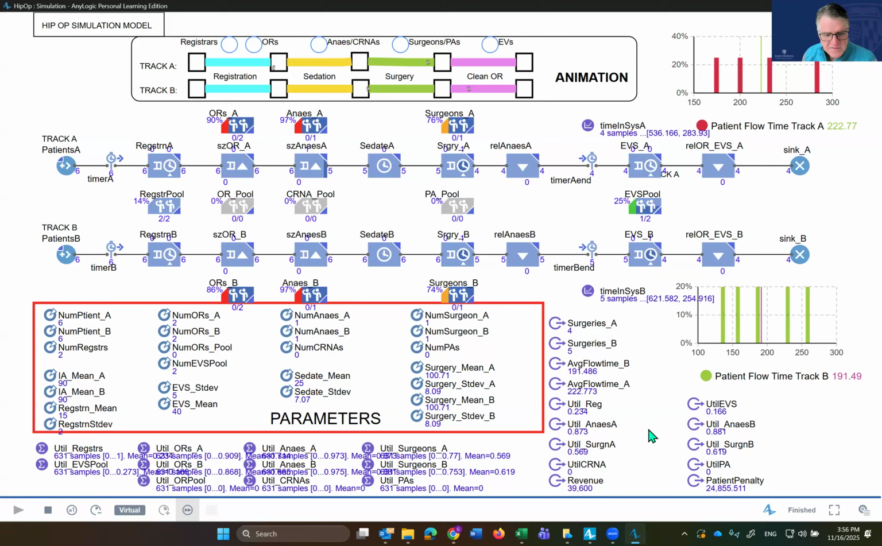Anesthesiologists are too highly utilized. Same with the surgeons. Here's one that's 56, 61, 62, but 4 and 5 surgeries. Registrars and EVS folks are fine. So I think the first thing to do would be to think about how we're going to alleviate the pressure on the anesthesiologists. As the first order of business, we do need to help the surgeons as well, potentially. We'll look at that in the next clip.